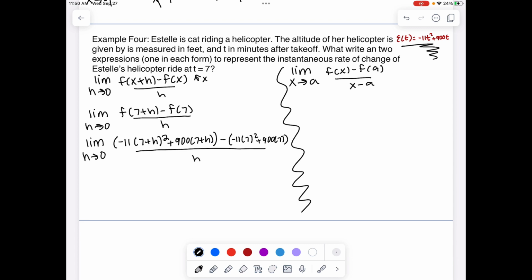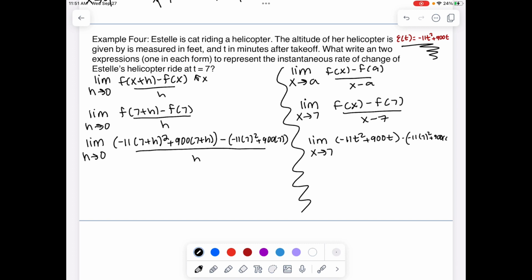The other one, we're going to find the limit as, so t is 7, but we can also think about that as a. So as x approaches 7 of f of x minus f of 7 all over x minus 7, and then I'll just plug things into that function. A lot of times people prefer this other one because it looks simpler. So f of x, or in this case e of t, because that's the function we're using, is going to be negative 11t squared plus 900t. So that's the first expression minus the second expression, which is just the first one with 7 plugged in. So negative 11 times 7 squared plus 900 times 7.